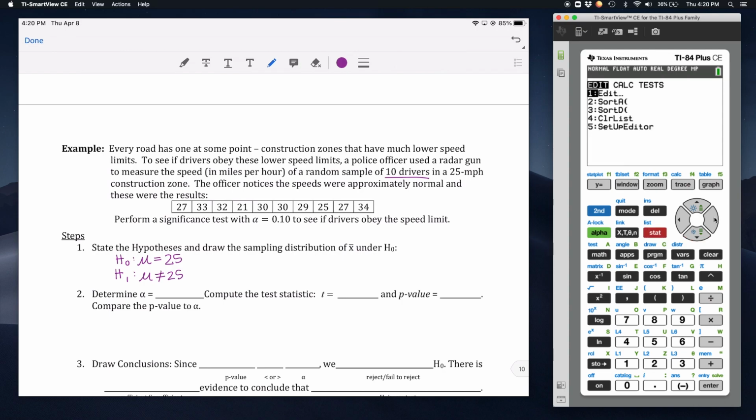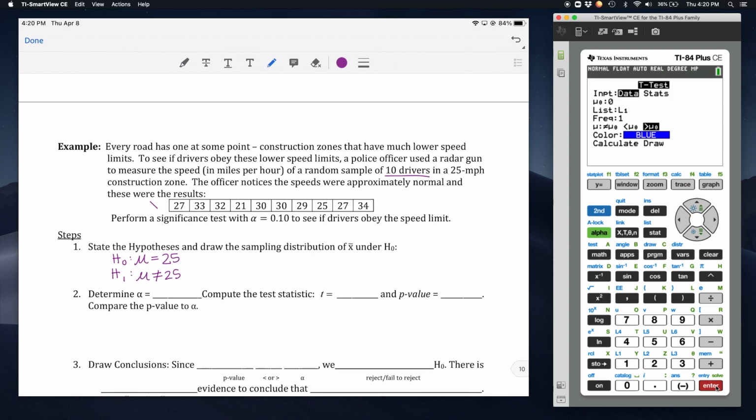Okay, so now we go stat, we go right to test, we're going to go to our t-test, but this time I can go over and use data. So I put this into L1. I'm going to use a t-test, and I use data this time. Okay, so the mu we're comparing it to is 25. We got our L1, our frequency is that, and we're going to say it's not equal to, and we're going to do calculate. Okay, the alpha they told us to use was 0.10. Our test statistic is that t-value, 3.051, and our p-value is 0.013. Oh, we did round that up to 0.014.